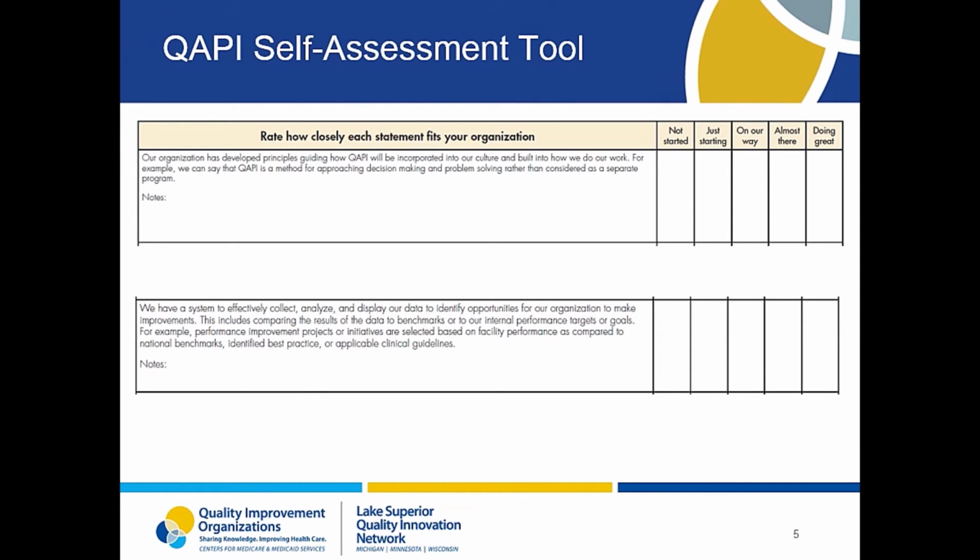The statements should be rated on how they currently fit your organization using a 5-point scale: not started, just starting, on our way, almost there, or doing great. There is no right or wrong answer. The team discussion of where your organization is can be the most important step.